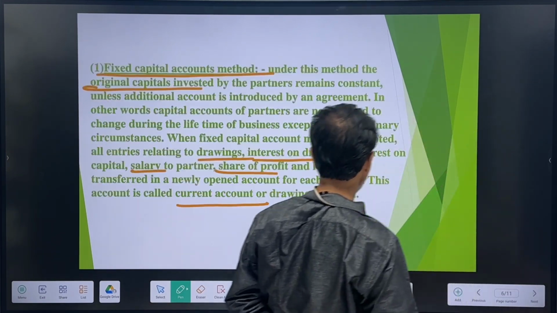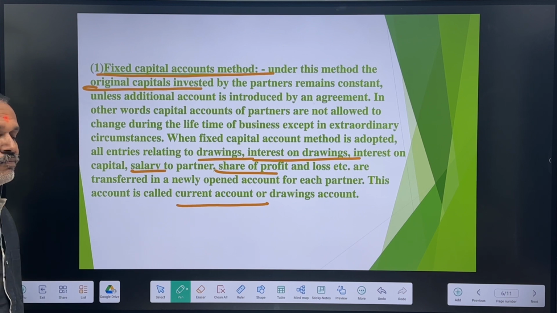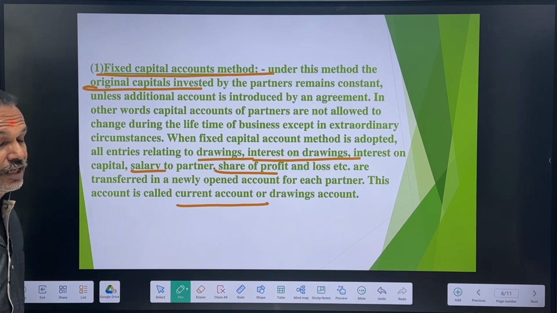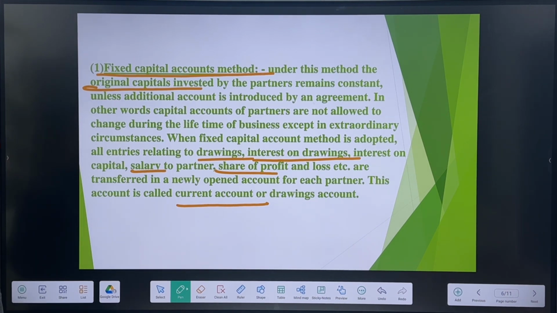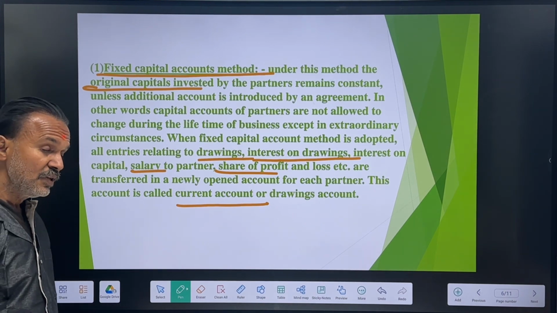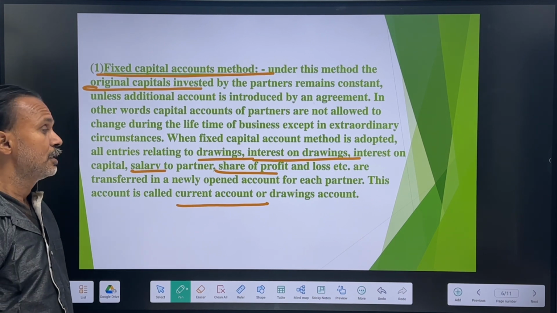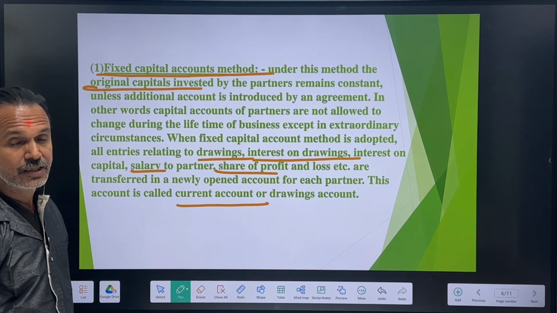First, fixed capital account. In the case of fixed capital account, the original capital invested by the partners in the firm remains constant throughout the life of the firm, unless capital is withdrawn permanently by the partners or additional capital is brought in by the partners in the firm. And all entries relating to drawing, interest on drawing, salary to partners, commission, etc. are transferred to a newly opened account. This newly opened account is called partners current account.